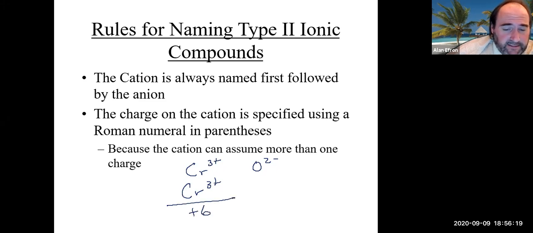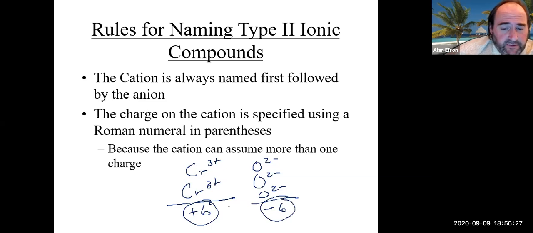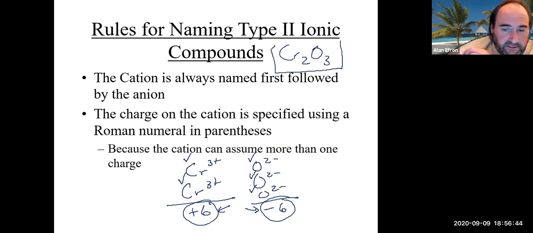Gives me a +6 overall charge. In order to get my oxygen to 6, I need 3 of them. Gives me a -6 charge. So +6 -6 gives me 0 overall charge. And at this point, you can just simply count what you got there. I got 1 and 2 chromiums, which is why I wrote Cr2. And here I have 1, 2, and 3 oxygens, which is why I wrote 3 oxygens like that.